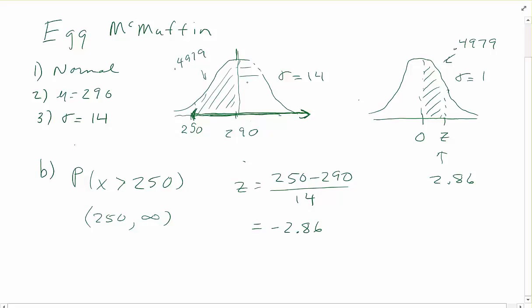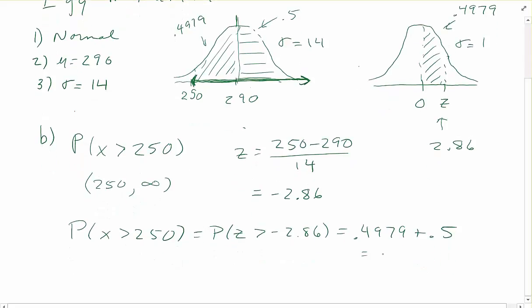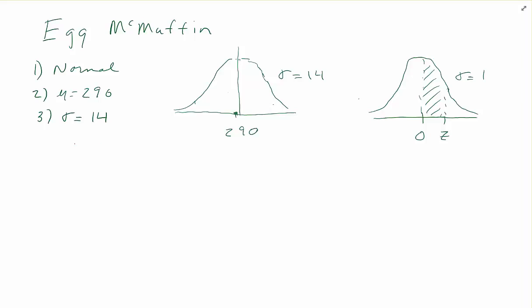And again, I know that to the right of the center is 0.5. So in this case, to get my total area, I'm going to add. So the probability that x is greater than 250 is equal to the probability that z is greater than negative 2.86, which is 0.4979 plus 0.5. And this is kind of done by symmetry. So I get a total of 0.9979 or 99.8%.